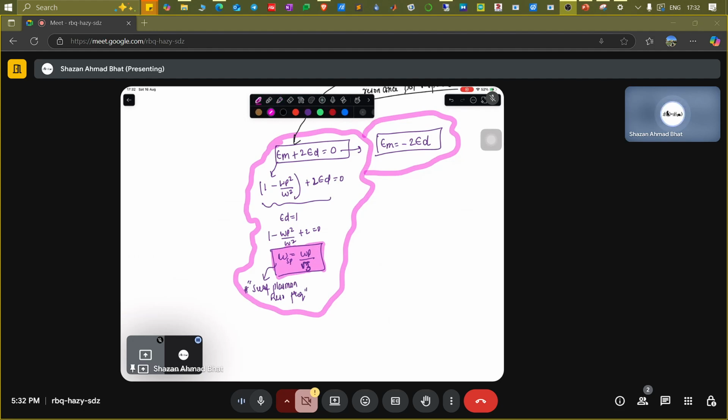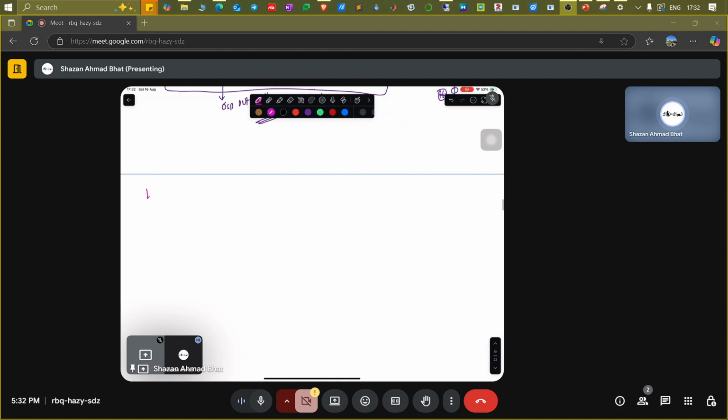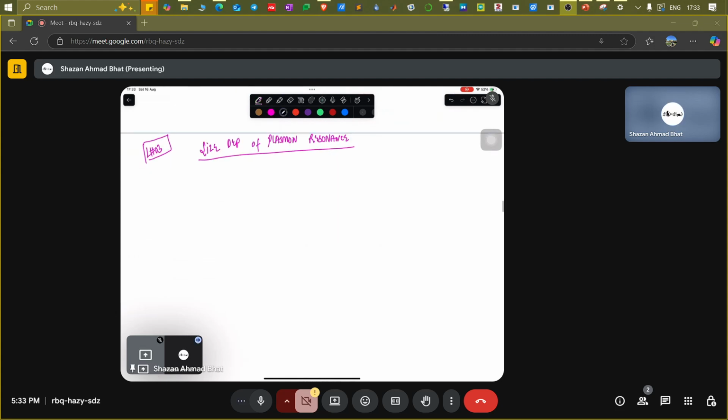Now, if we move on to the size dependence, in lecture 3 of this particular week, we talked about the size dependence of plasmon resonance. In the size dependence, what we see is that it is mostly studied experimentally using something called dark field microscopy.